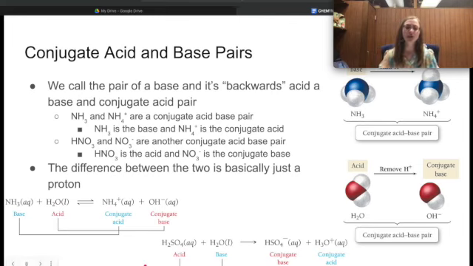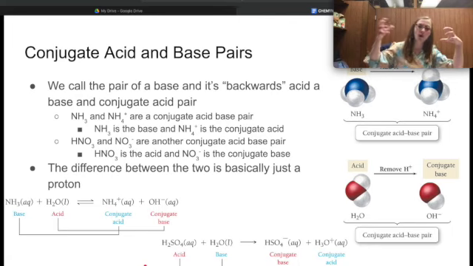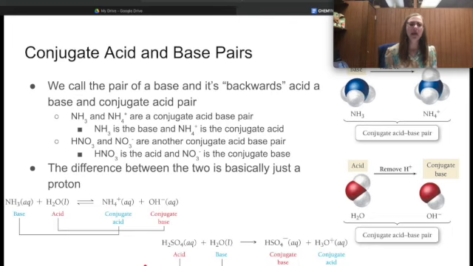When we're talking about conjugate acid-base pairs, we're just saying, all right, here's the base. What is it when it's in its acid mode? Okay, here's the acid. What is it when it's in its conjugate base mode? What does it look like when we've had that transfer of a proton? And remember, bases accept protons, so a base is going to have fewer protons than its conjugate acid, and an acid is going to have more protons than its conjugate base.